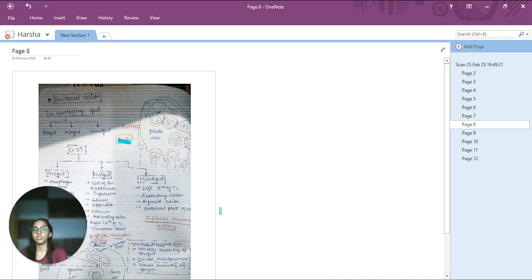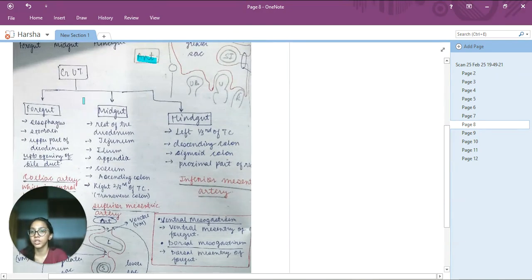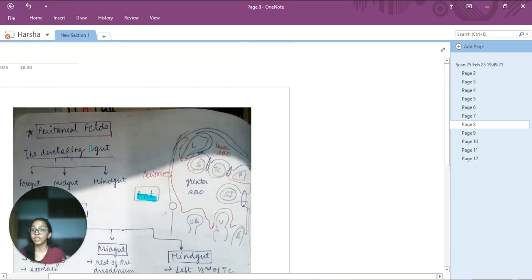That's it for part 1 of the folds of the peritoneum. Ahead, there are certain contents present, like the gut. How is the gut formation actually happening? For the gut formation, we will be seeing the development of the gut into foregut, midgut and hindgut in the next lecture.